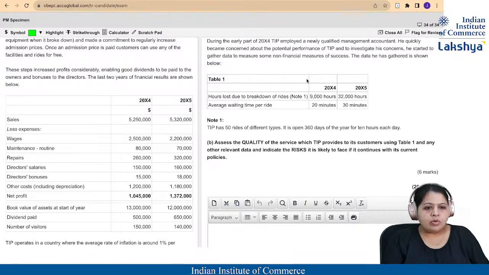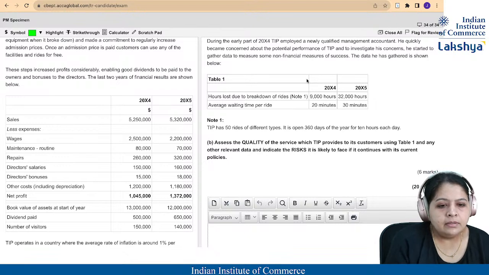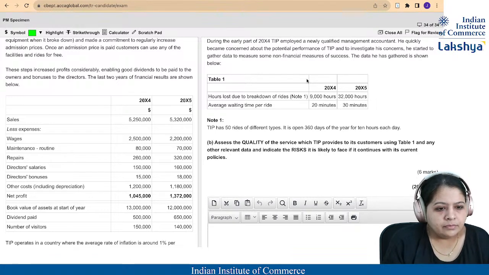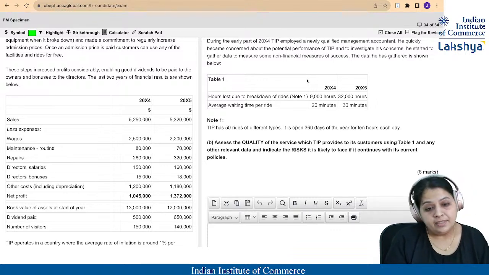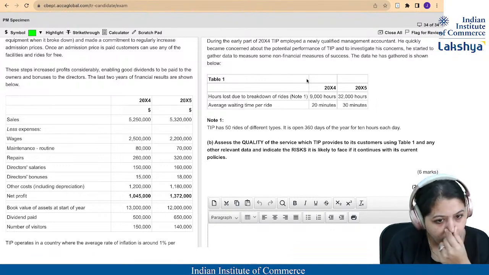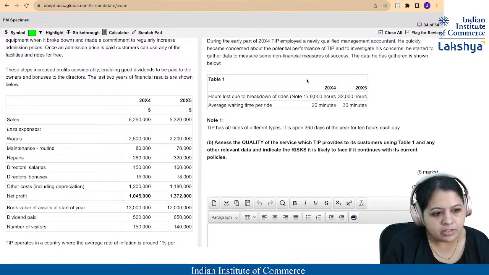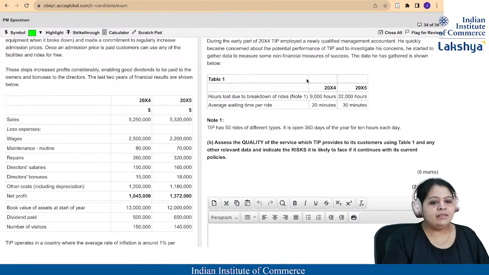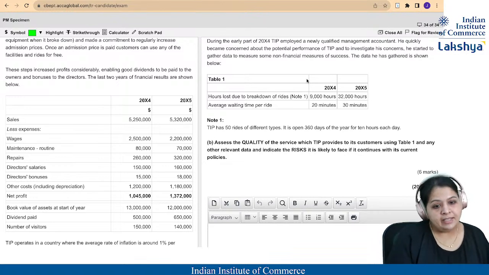So, Table 1 has got some data. Hours lost due to breakdown has increased more than three times. Average waiting time has almost increased by 50%. Tip has 50 rides of different types. It opens 360 days of the year for 10 hours each day. Right now, what we need to do is assess the quality of the service which Tip provides to its customers using Table 1 and any other relevant data indicating the risk that the company has.